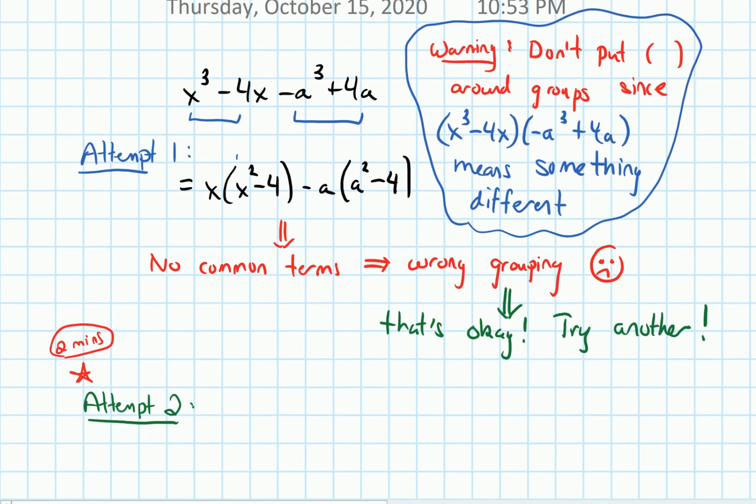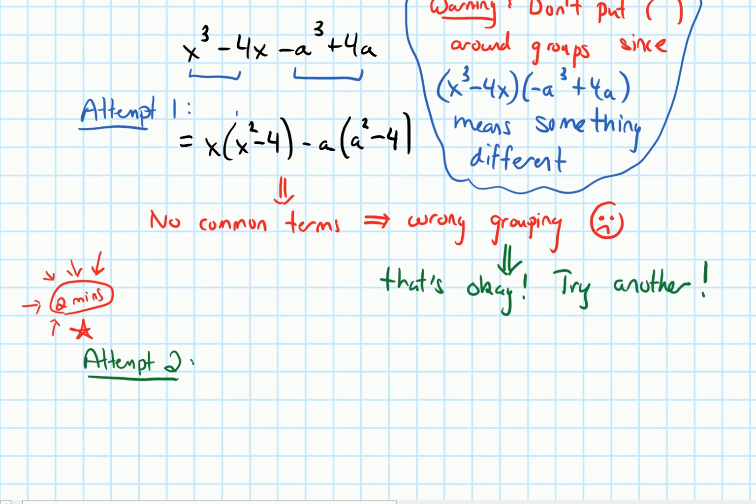So at this point, I want you to pause the video and see if you can identify what a better grouping would be. So pause it for about 2 minutes to think about this. 4, 3, 2, 1, pause the video. Pause it for 2 minutes and try to identify that better grouping. So while you're doing that, I'm just going to copy down. Actually, no, I won't copy anything down. I'm going to let you think about it.